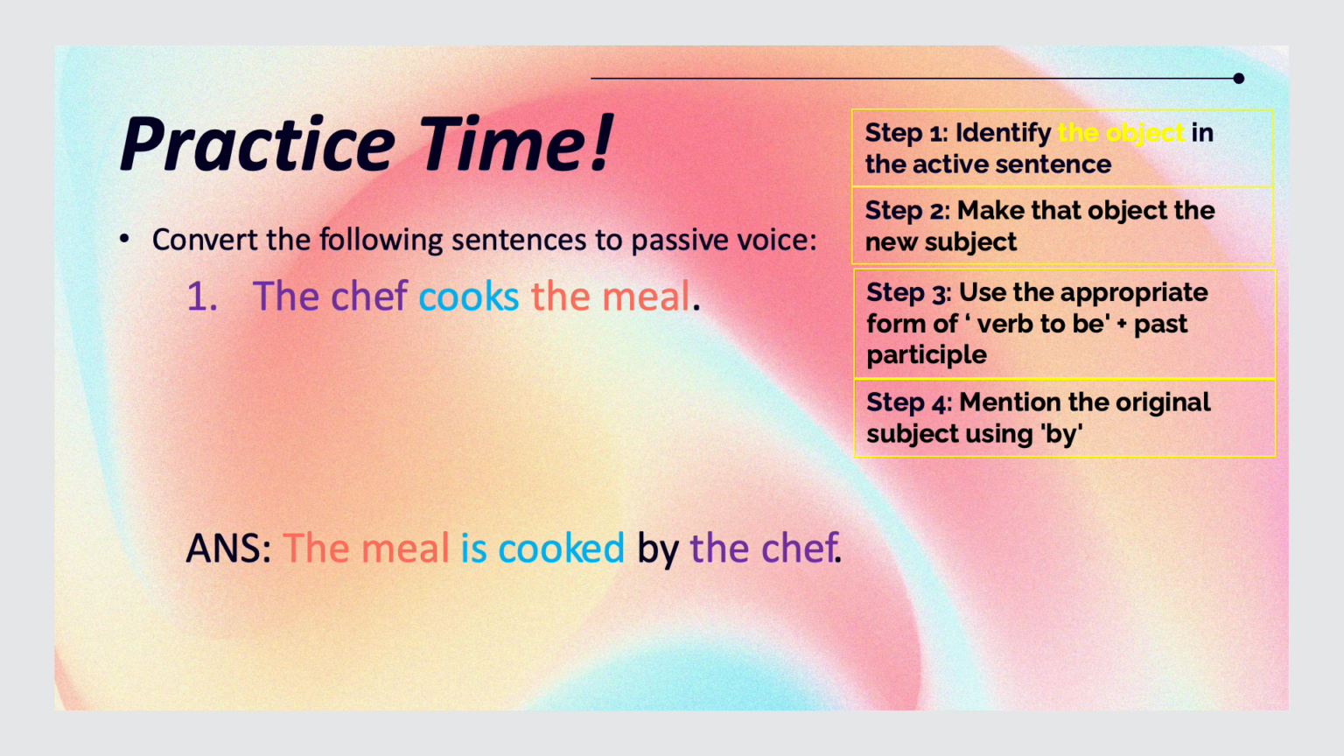So based on the following steps, you can generate the answer. So step number 1, identify the object in the active sentence. In the active voice sentence, the meal is the object, right? So we have to make that object become the new subject and put it at the beginning of the sentence in passive voice. And then after that, we have to use the appropriate form of verb to be plus a past participle. As this sentence is written in present tense, we also need to keep it in present tense, and then we have to add a past participle. So cooks becomes cooked. Finally, we have to add the word by and then mention the original subject, which is the chef.